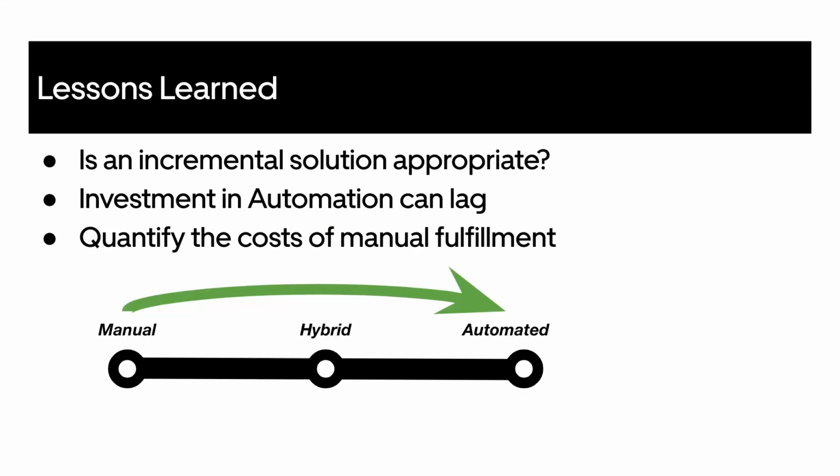Investments in initiatives like these can tend to lag. It's hard to continuously make the case before things actually start heating up. So you need to be proactive in quantifying the full cost of manual fulfillment, and then communicate those risks effectively with the business. And generally, you need to make sure that the process stays ahead of the curve as you're evolving.